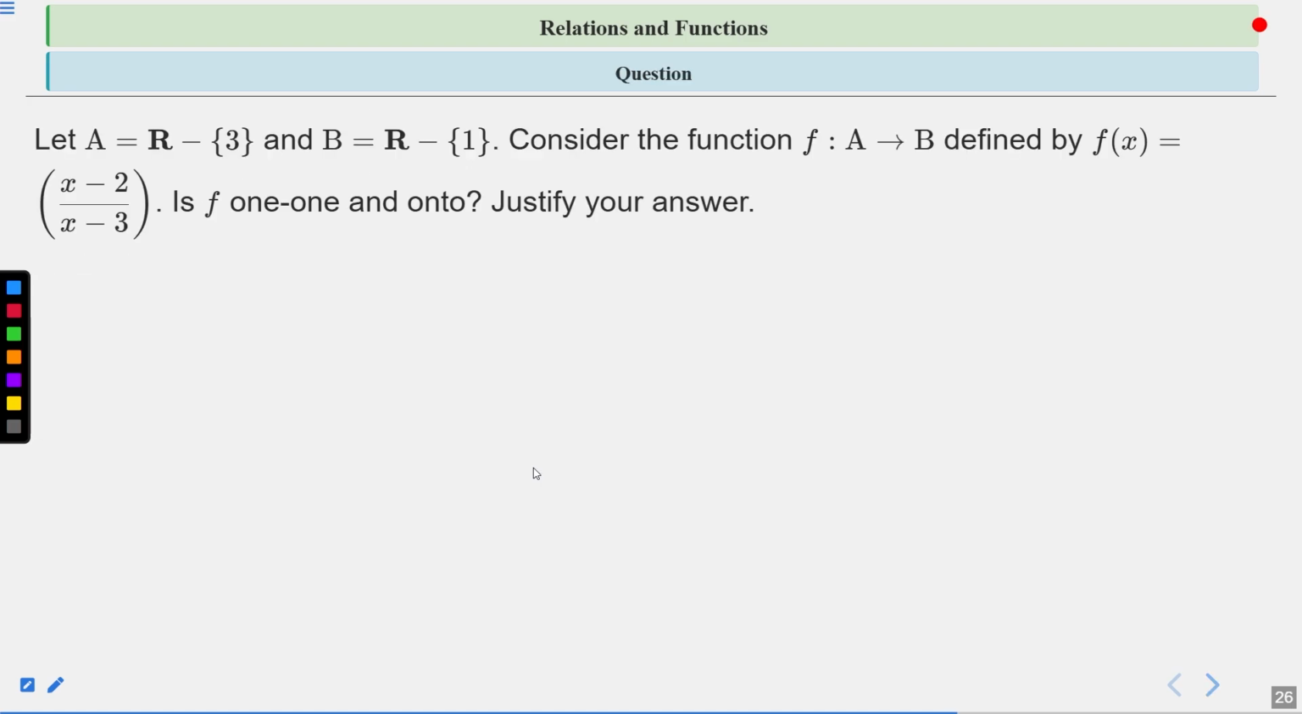This question: set A, the set of all reals except 3, and set B, the set of all reals except 1, are given to us. Consider the function from A to B defined as f(x) equals (x minus 2) by (x minus 3). So we have to answer, is f one-one and onto? You'll have some seconds to try this problem, then afterwards we will move on to the solution slide. So your time starts now.